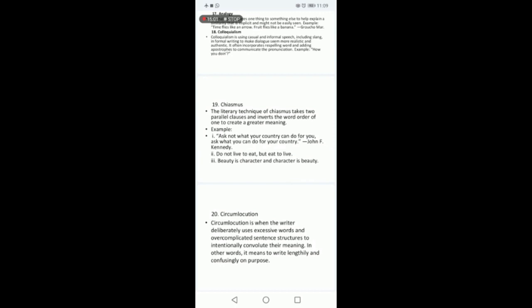Then we have chiasmus. It's a literary technique that takes two parallel clauses, two parallel ideas, and inverts them. For example, ask not what your country can do for you, but ask what you can do for your country. Then you see, do not live to eat, but eat to live. So you can see that you are dealing with almost the same words, but inverted.